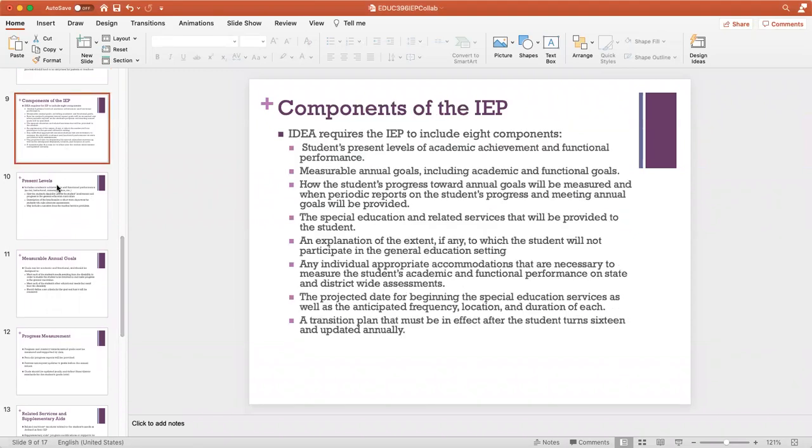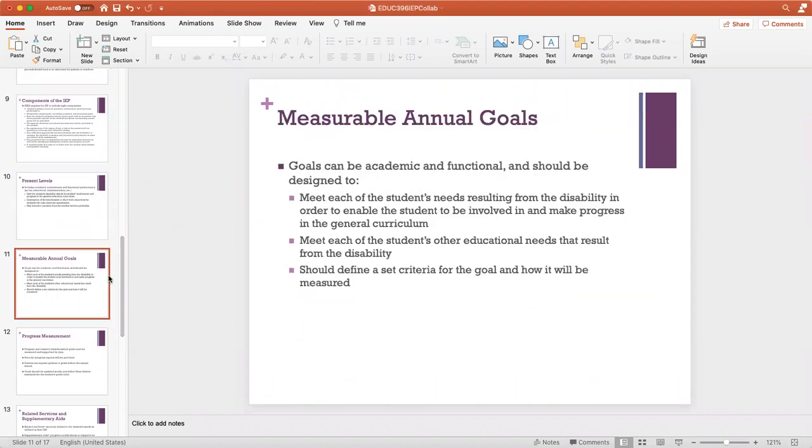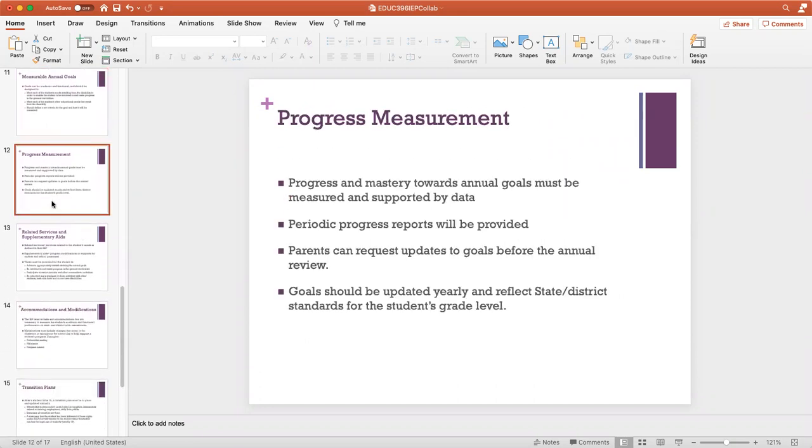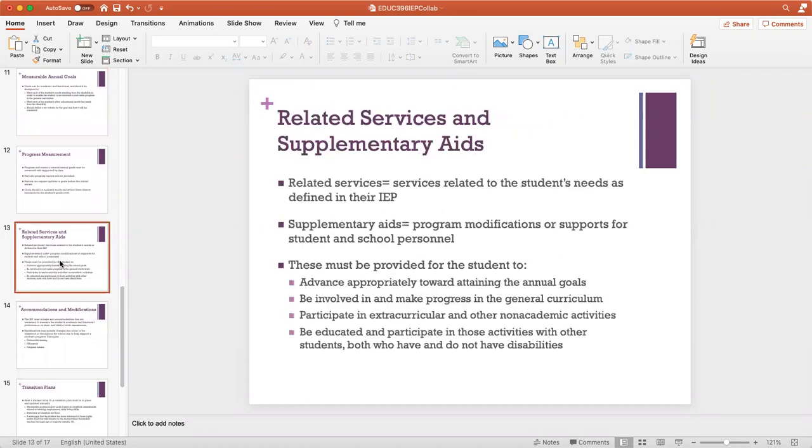Okay, I'm not going to go through the components of the IEP. This is much more relatable in 392.